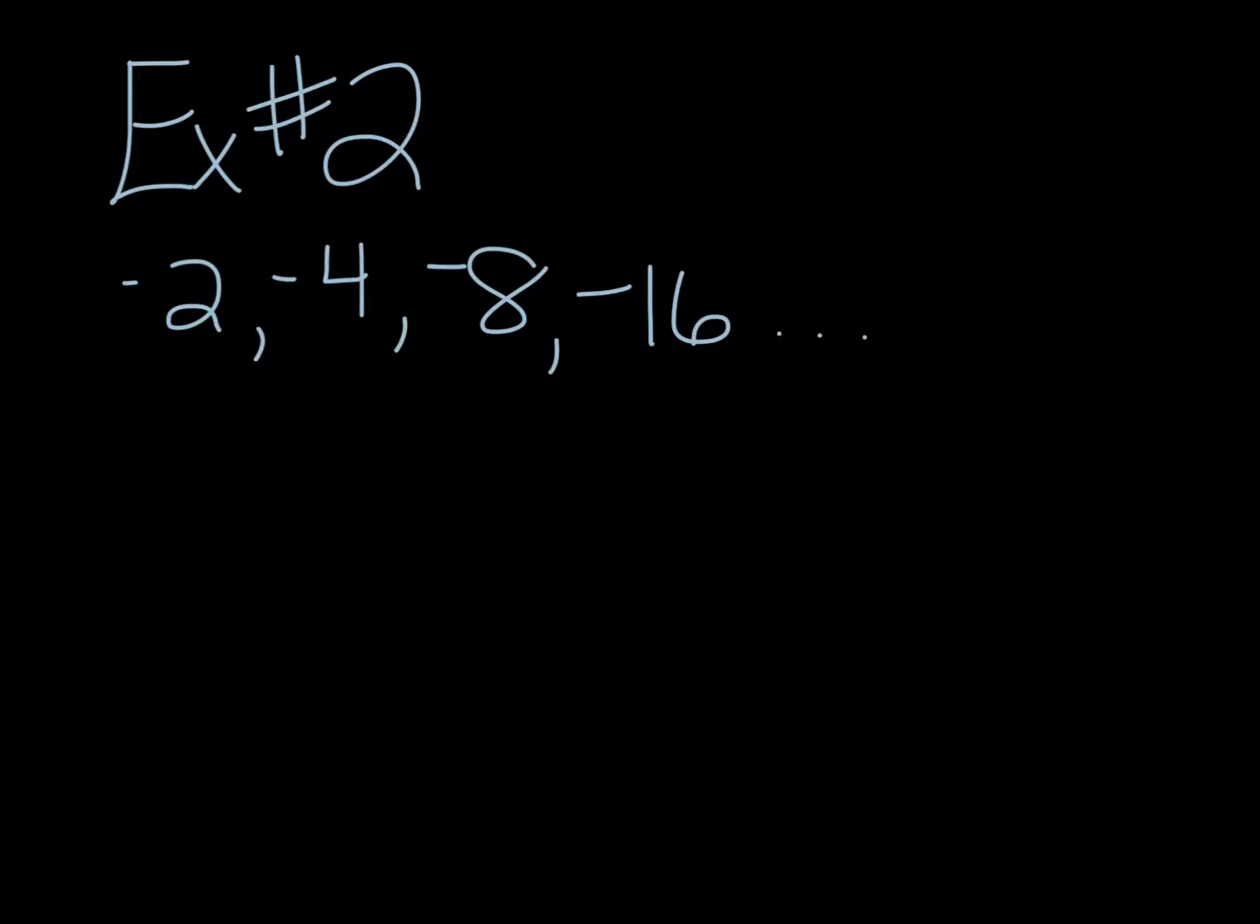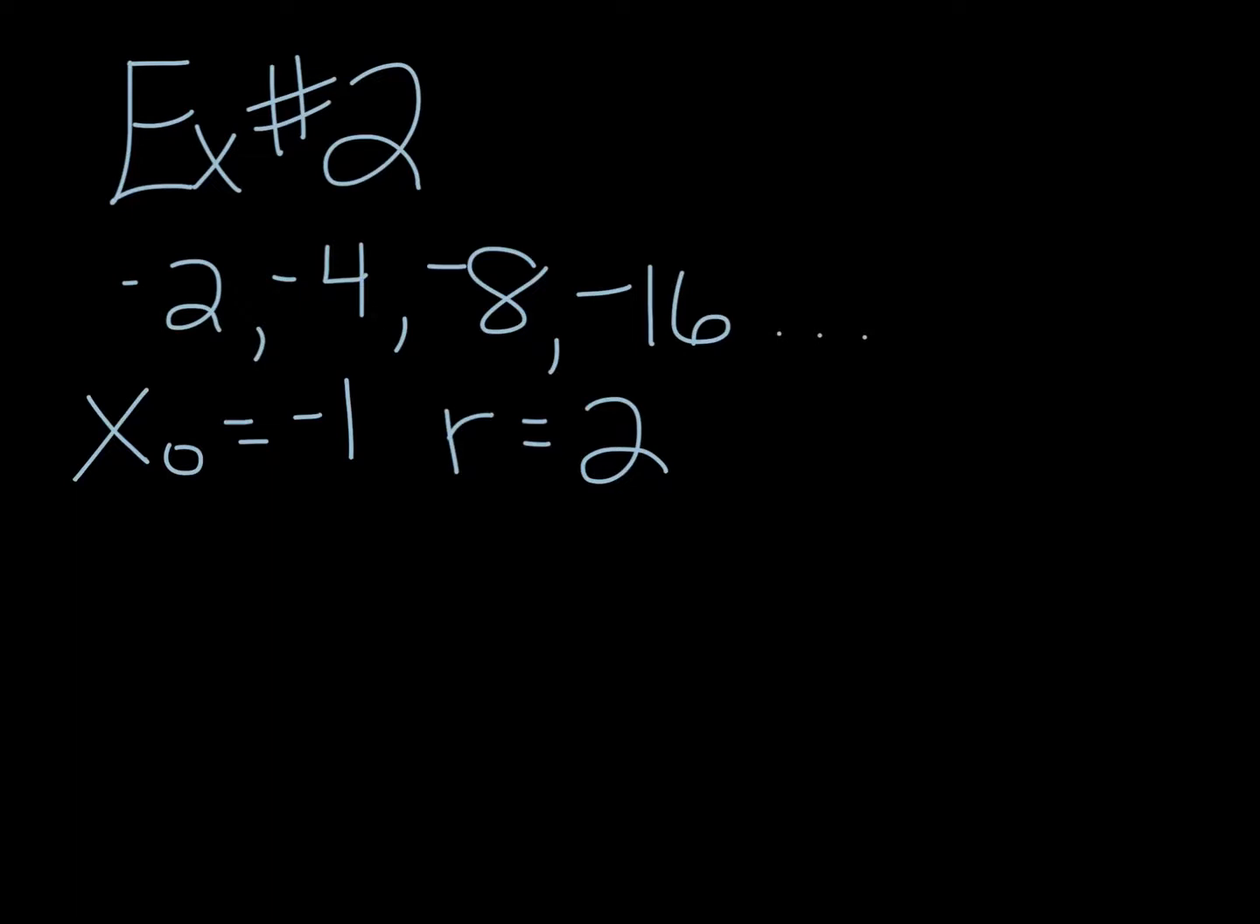All right, let's take a look at this one. We need the 0th term, and we need the common ratio. So negative 2 times 2 would give me negative 4. Negative 4 times 2 would give me negative 8. So it looks like our common ratio is going to be 2. And our 0th term, not power, is going to be negative 1, because negative 2 divided by 2 is negative 1.